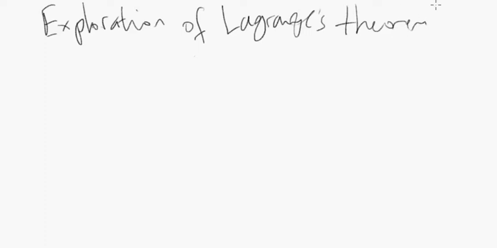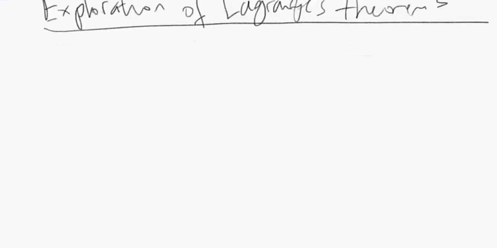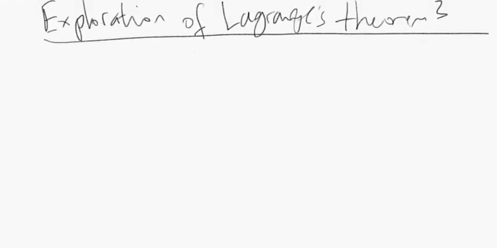This is our third part in this video series. So what's the main idea here? Lagrange's theorem talks about this idea. Suppose we have G, some finite group. G is finite. We have H, and we're saying H is a subgroup of G.